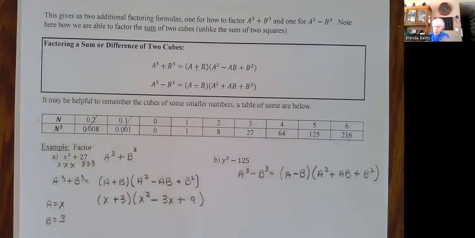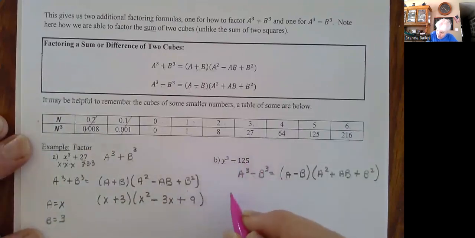All righty, let's figure out, what am I cubing to get the first term? What does a equal in the formula? What am I cubing? Well, you're cubing a y.